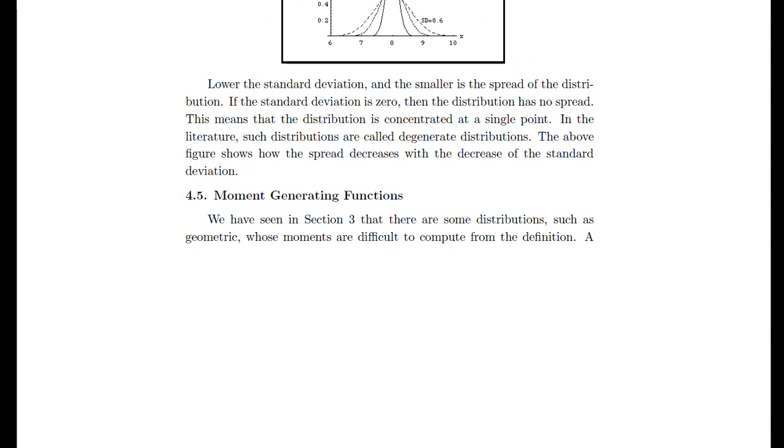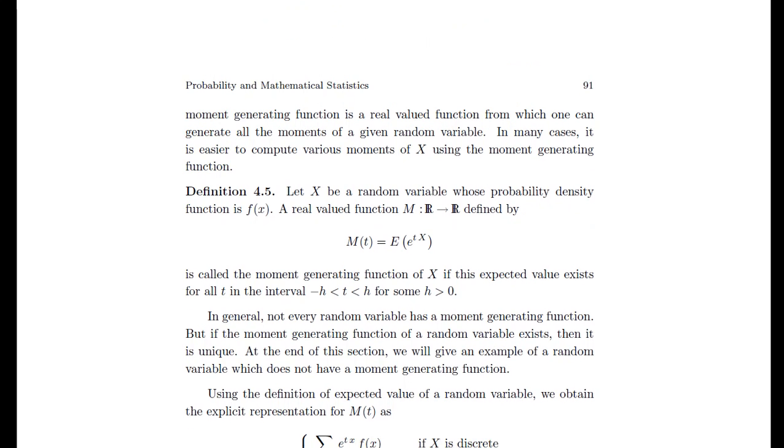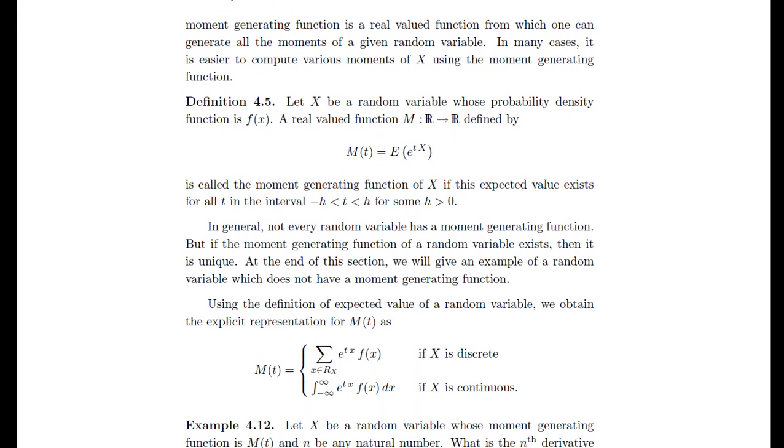As we mentioned before, today we will take moment generating functions. We have seen in the previous lectures that there are some distributions, such as the geometric, whose moments are difficult to compute from the definition. A moment generating function is a real valued function from which one can generate all the moments of a given random variable. In many cases, it is easier to compute various moments of x using the moment generating function.